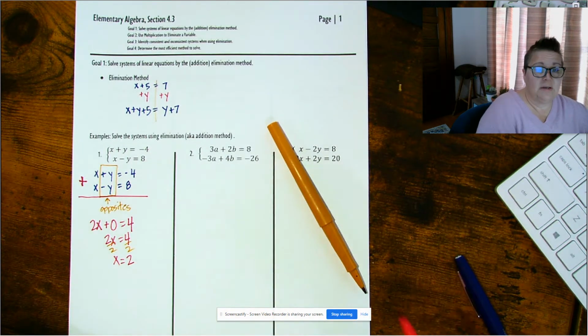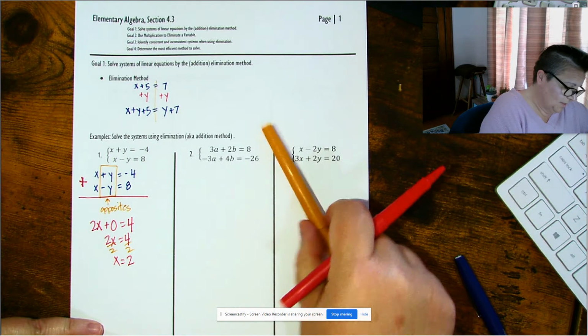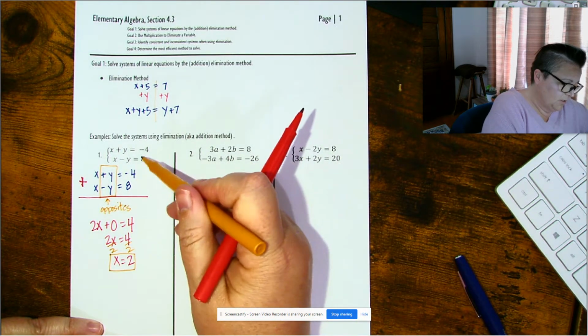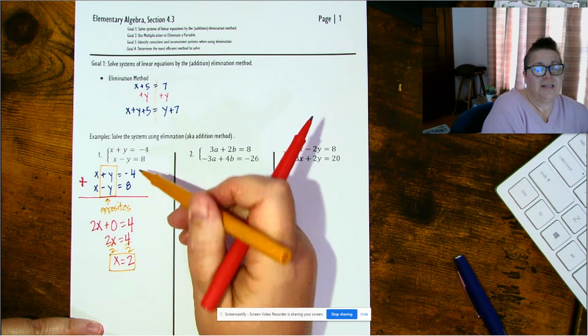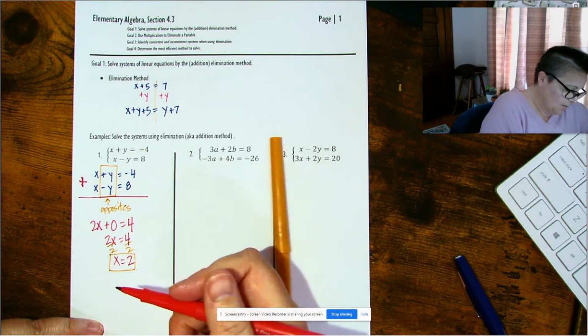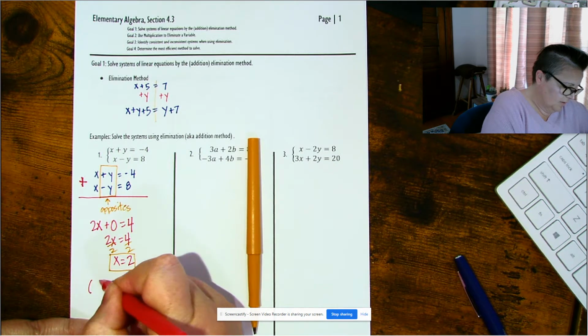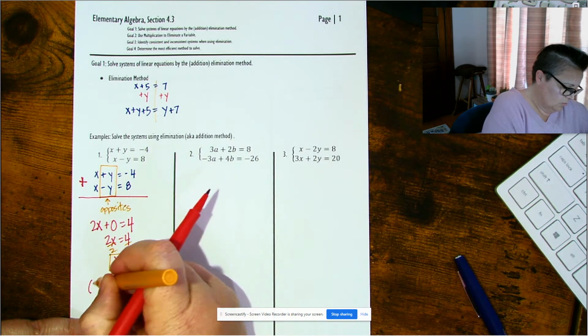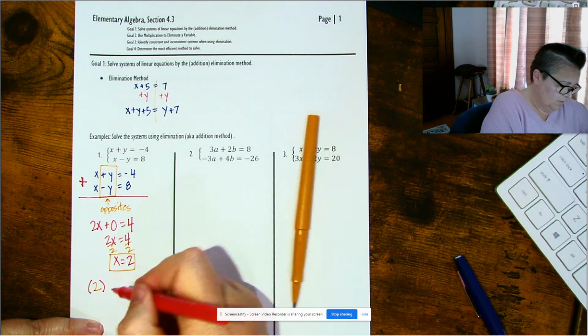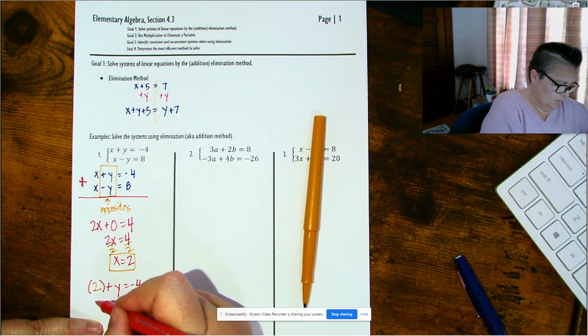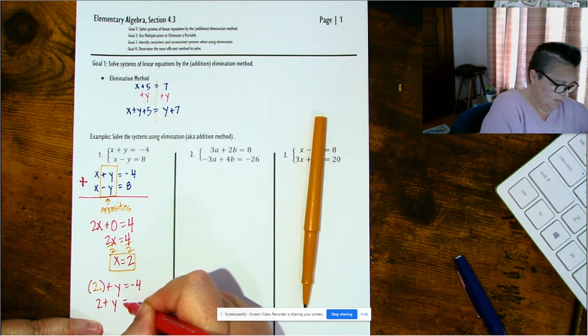Now, just like we did before, I'm going to take this x is equal to 2, and I'm going to put it into one or the other equation. It won't matter which one. I'm just going to use the first one. So I'm going to have 2 plus y is equal to negative 4, or 2 plus y is negative 4.